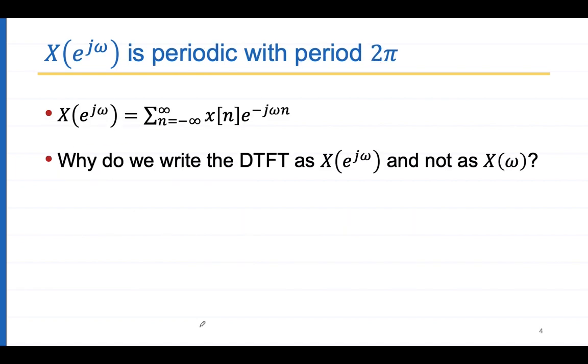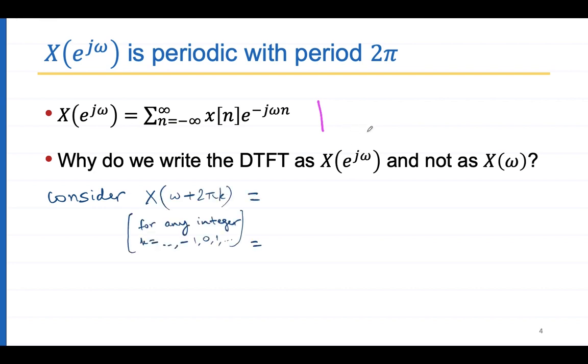Apart from these, among the properties which are specific to the discrete time Fourier transform, one of the very important properties is that it is periodic with a period of 2π. So this is the general representation for X(e^{jω}). Now consider, let us say, I do not write it as X(e^{jω}), but I write it simply as X(ω). Let me first try to explain why we write it as X(e^{jω}) and not as X(ω), right? Because of this property of periodicity.